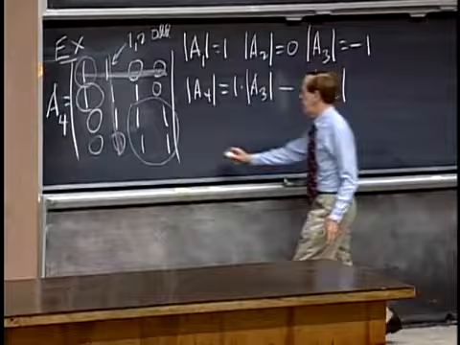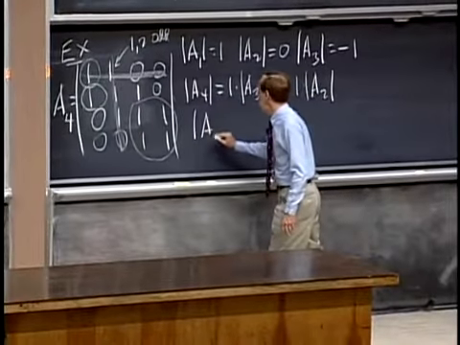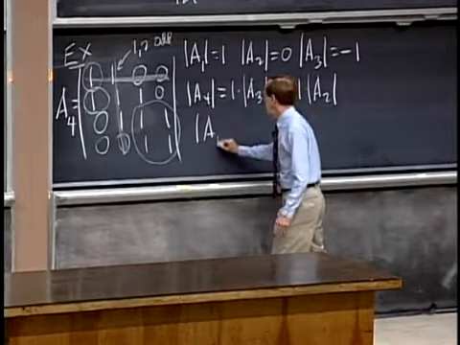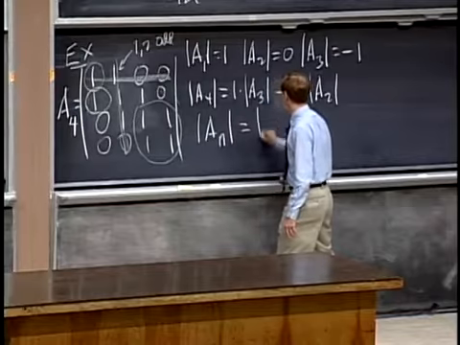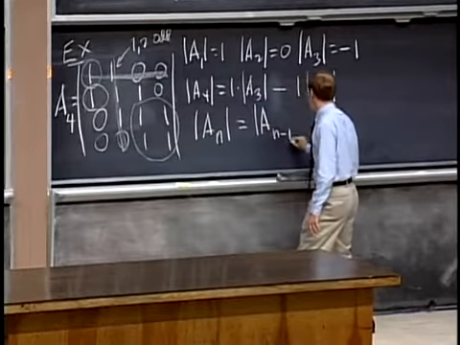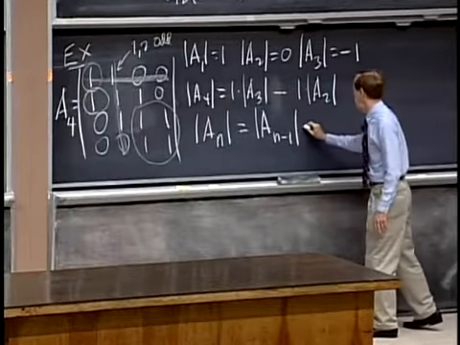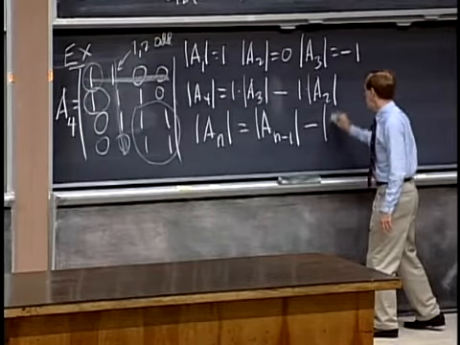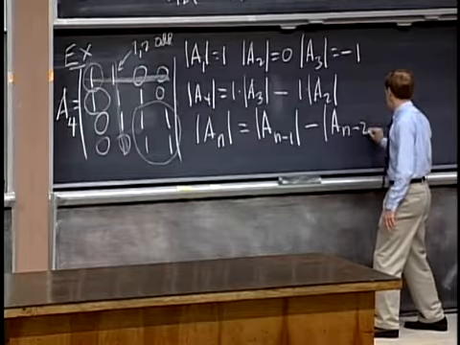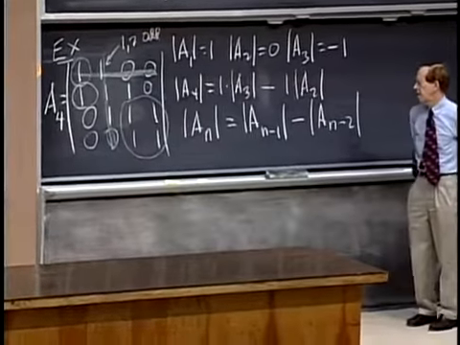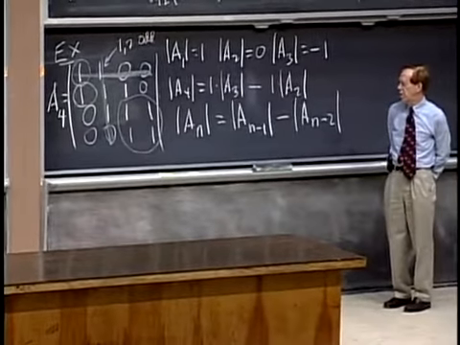And that's our formula for any case. The determinant of A of any size n is equal to the determinant of A n minus 1, that's what came from taking the 1 in the upper corner, the first cofactor, minus the determinant of A n minus 2. What we discovered there is true for all n.